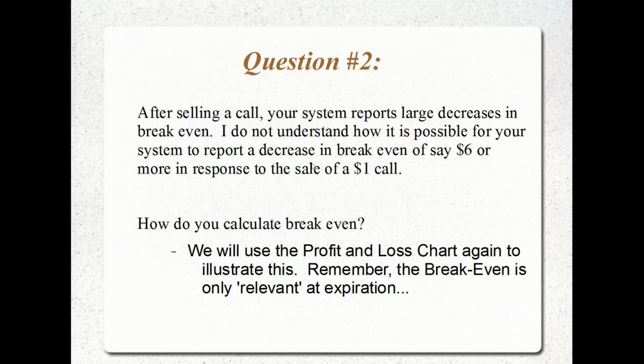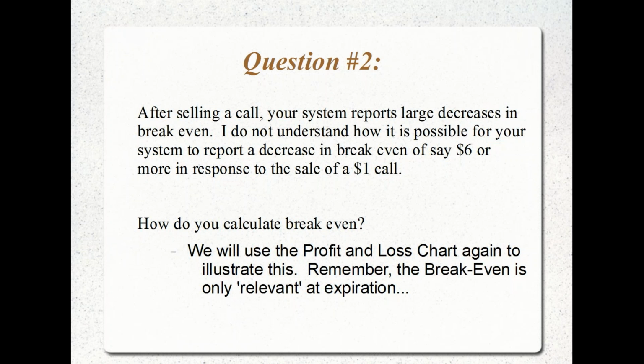Okay, now let's move on to a different structure. He sold the call now. That's why the calls didn't appear. But let's move on to now he sold the call. After he sold a call against the position, the system reports large decreases in break-even. I don't understand how it's possible if your system reported a decrease in break-even of $6 or more in response for the sale of a $1 call. How do you calculate the break-even?